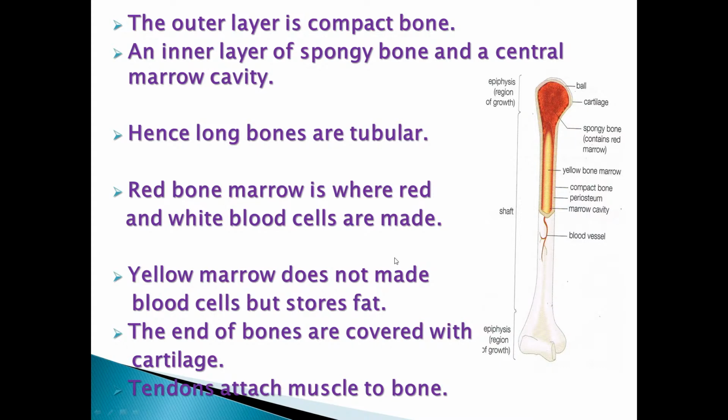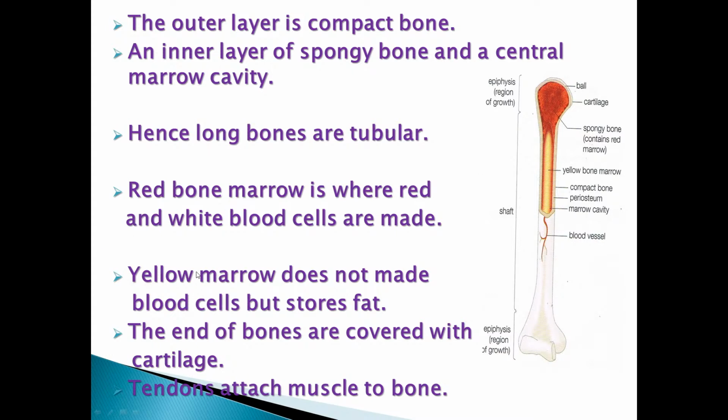So moving on. In terms of labeling, it is a must that you know how to label a typical long bone that you're seeing on the screen now. Moving on in terms of pointers, yellow marrow does not make blood cells but stores fat. So looking at the long bone, where is the yellow marrow? See it there, labeled for you.